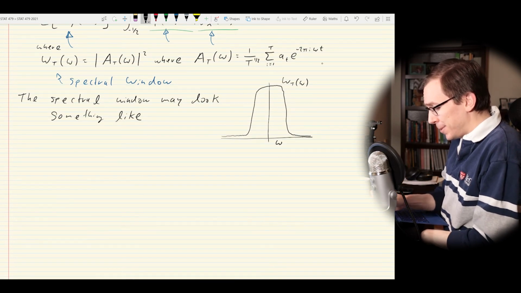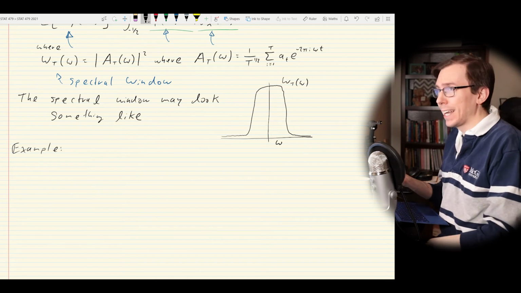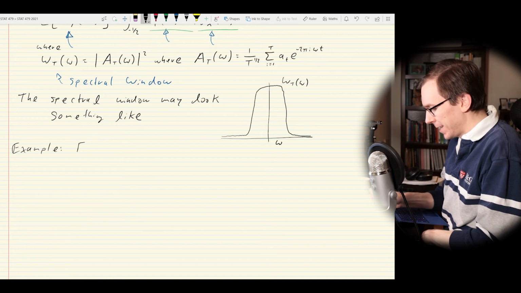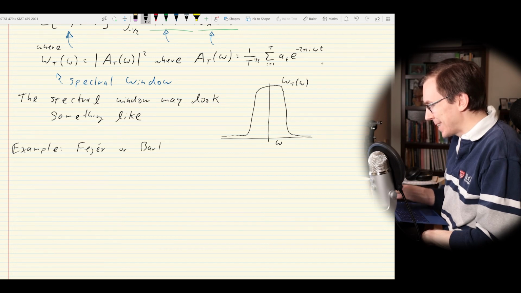Anyway, we do have an example, and this is more random terminology that you might run across when you're looking at time series methods. And this is the Fejér, or Bartlett, because of course he got his name on this one too, kernel.